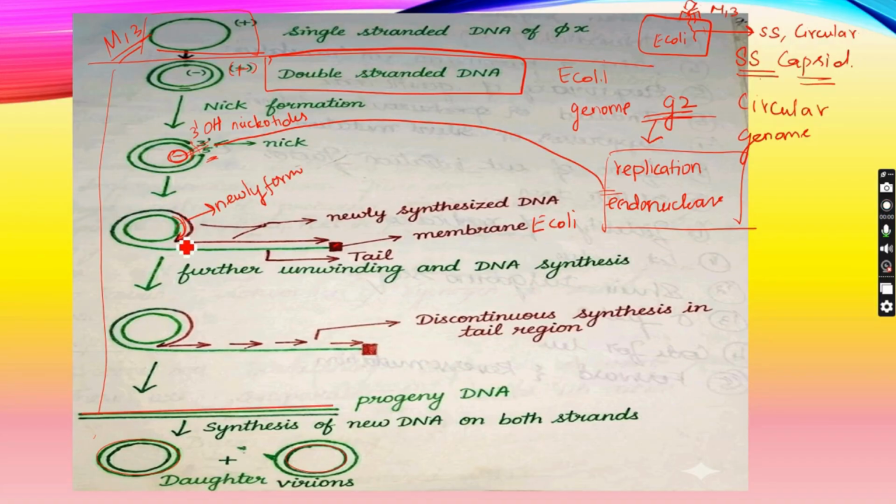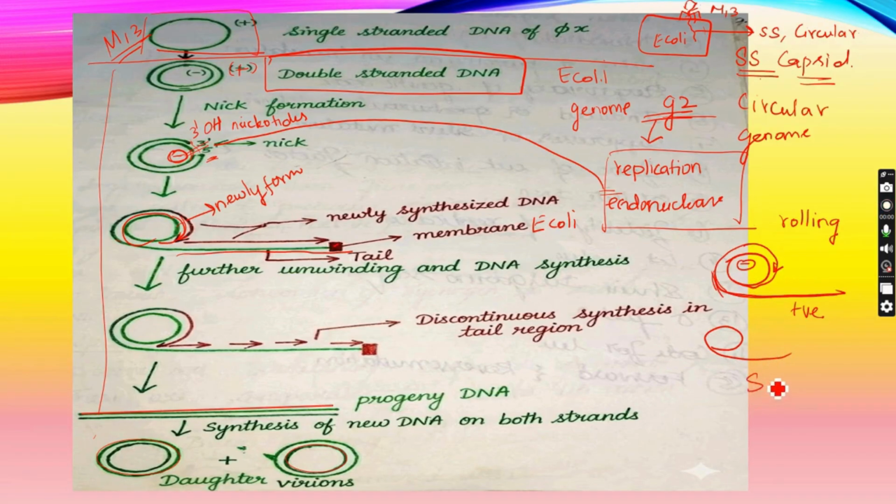As it moves on synthesizing newly, it rolls back and the DNA is going to be released. So this is a negative strand. A new strand is going to be synthesized here. As it moves on synthesizing the new strand, this DNA, that is the positive strand, is going to be rolled back. Therefore, it is known as the rolling circle model of replication. This structure is going to look like an inverted sigma structure.